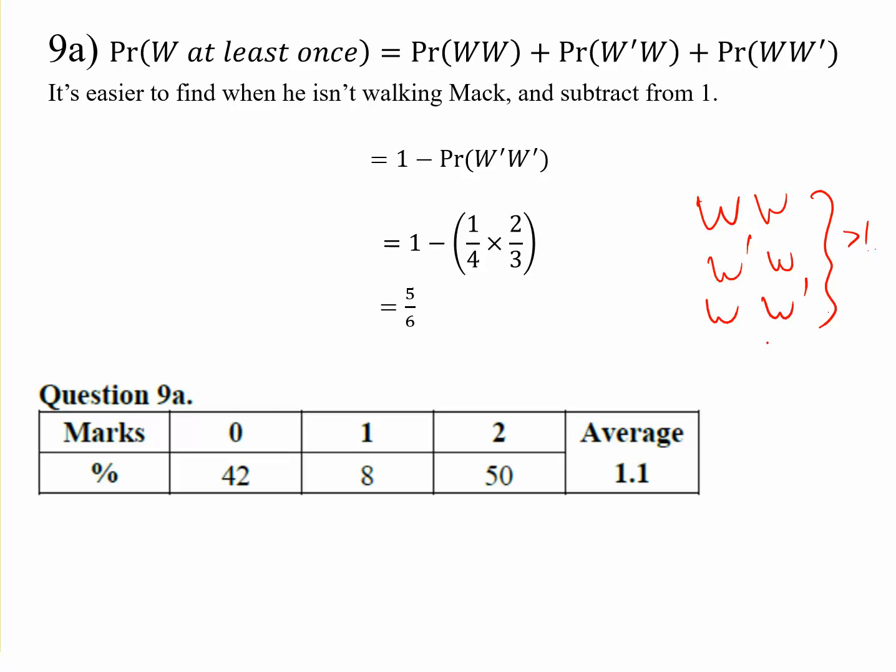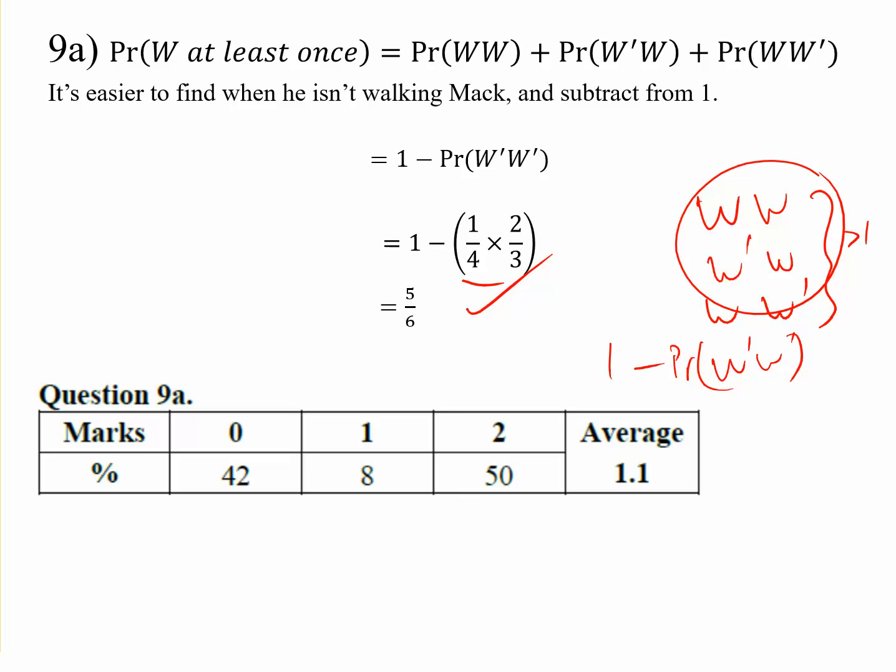The only outcome that you don't have is not walking. So if you just found out 1 minus the probability of not walking, then you get the probability of you walking more than once, and that's quicker. Not walking on a Monday, which we knew was 1/4, and then not walking on a Tuesday was 2/3, which is what I did here. 1/4 times 2/3, 1 minus that gives you 5 out of 6.